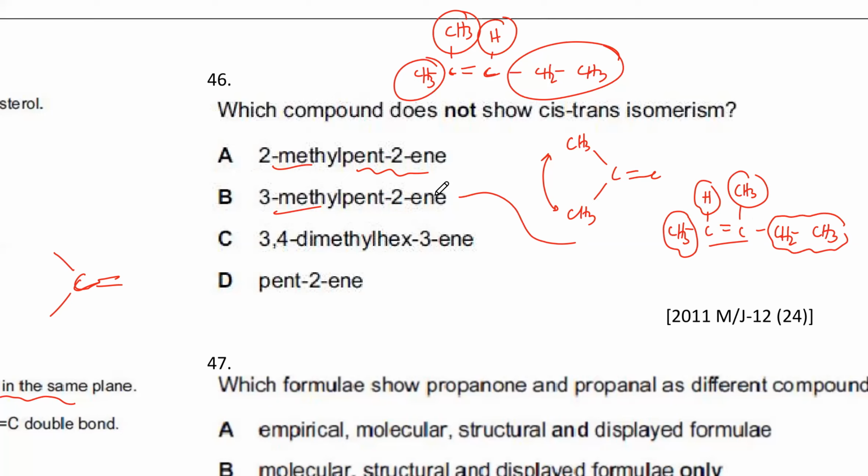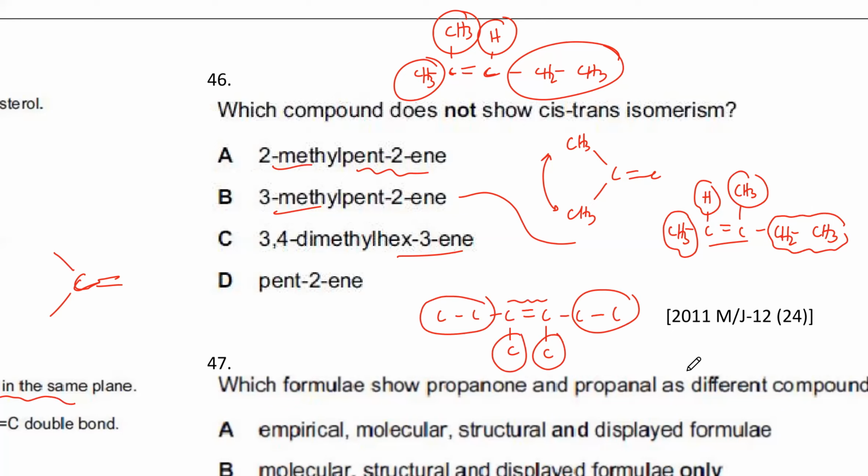Yes, sir. So what about 3,4-dimethylhex-3-ene? So that's 1, 2, 3, 4, 5. Hex is 6, right? And it's 3, so that means the double bond is on the third one. And it's 3-methyl, so the methyl is on the third one, and 4-methyl, so that's another methyl. So both sides are different, like you can add in the H's. So around this double bond, both sides are different. This one is different, these two are different, right? Is that clear?